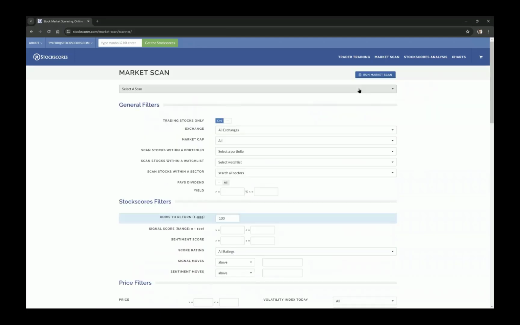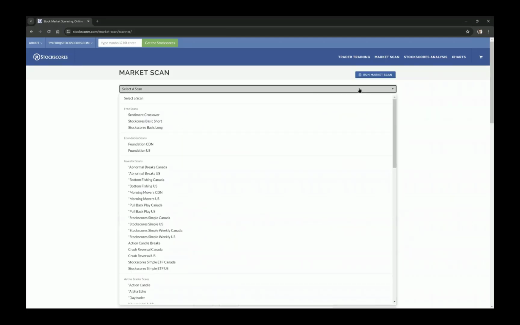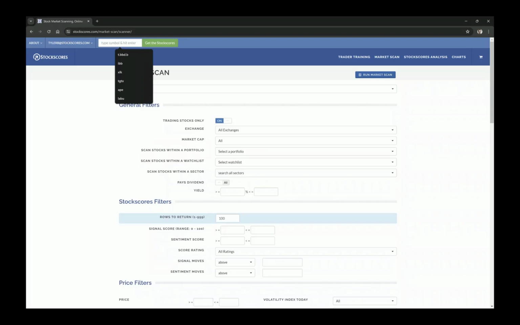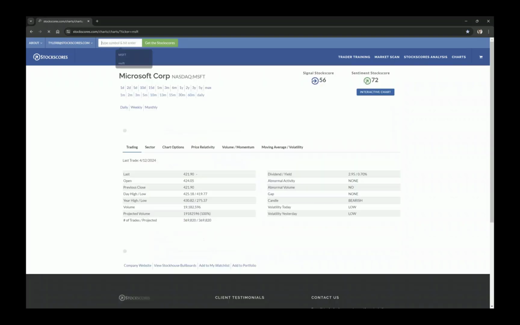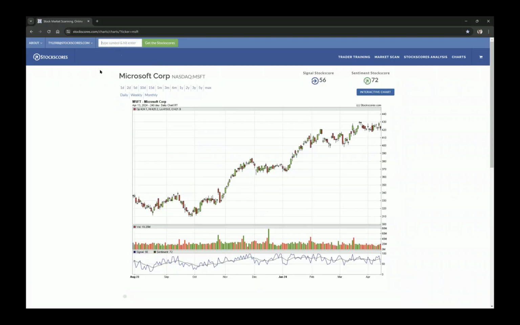Now, we can do that scan on the US market, or we could do a different one. I could do a weekly scan. So let's say I want to look for longer term investment opportunities. I might run the Stockscores Simple Weekly US scan. However, before I do that, I need to change my default chart time frame to a 3-year weekly chart. So let me show you how you do that.